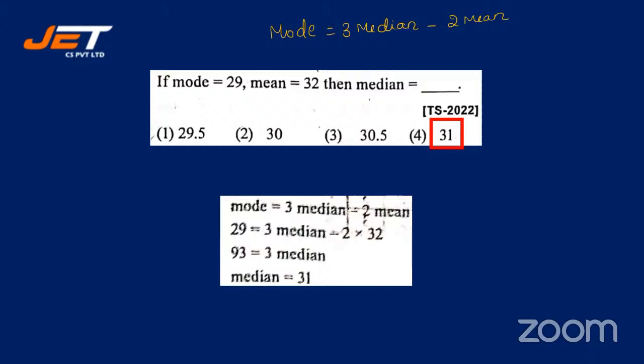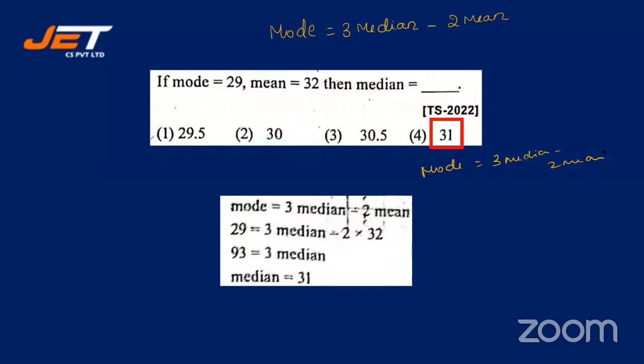If mode is equal to 29 and mean is equal to 32, then what is the median? We have a formula for this. Let me tell you so that you all will be able to do the question. The formula is mode is equal to 3 median minus 2 mean.